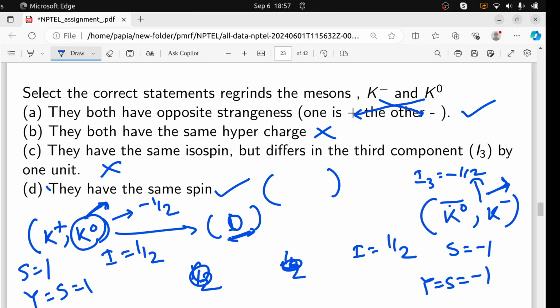Actually, I intentionally said that it is a fermion because maybe some of you would tell me, but yeah, fine, thank you. So they have the same spin. That is correct because they are mesons, and for the meson case, if it is 0 spin, that means particle or antiparticle does not have any different spin. So that will be 0 and 0 only. So for K0 the spin is 0, for K minus the spin is again 0.